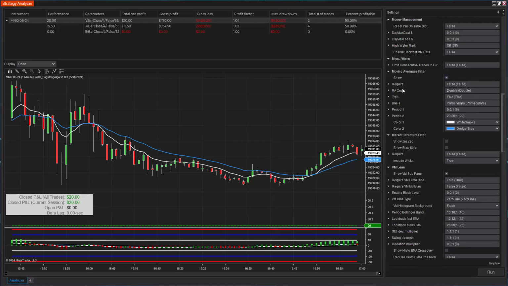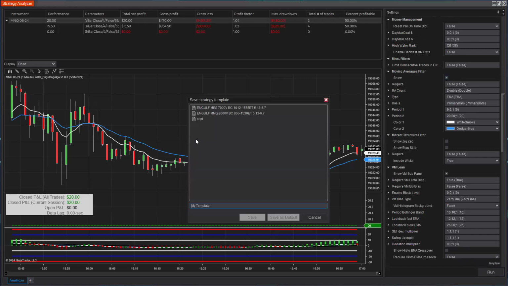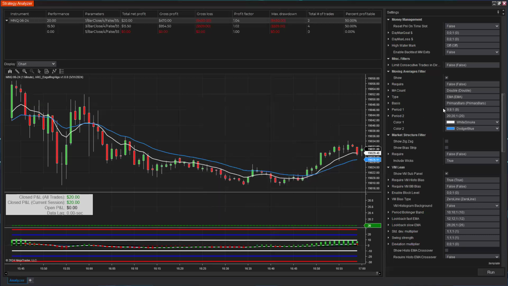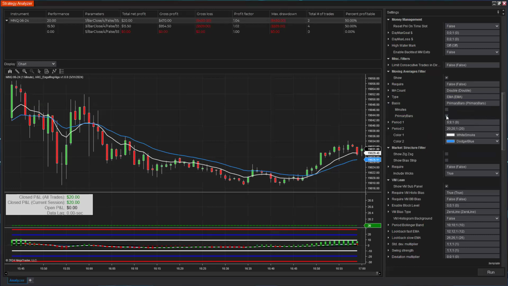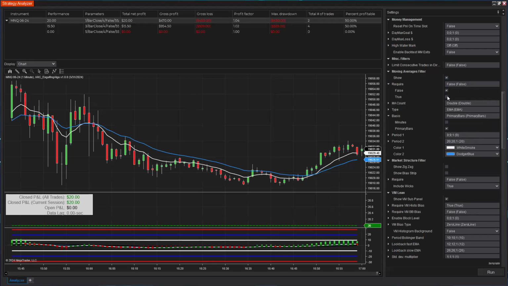Let's try higher time frame moving average. Let's see if that does any good for us as well. Let me save this before I do anything though. Let's update that one. And then 9 and 20, and then the basis will go, well, let's try it by primary bars. And then we could try it on higher time frame as well.